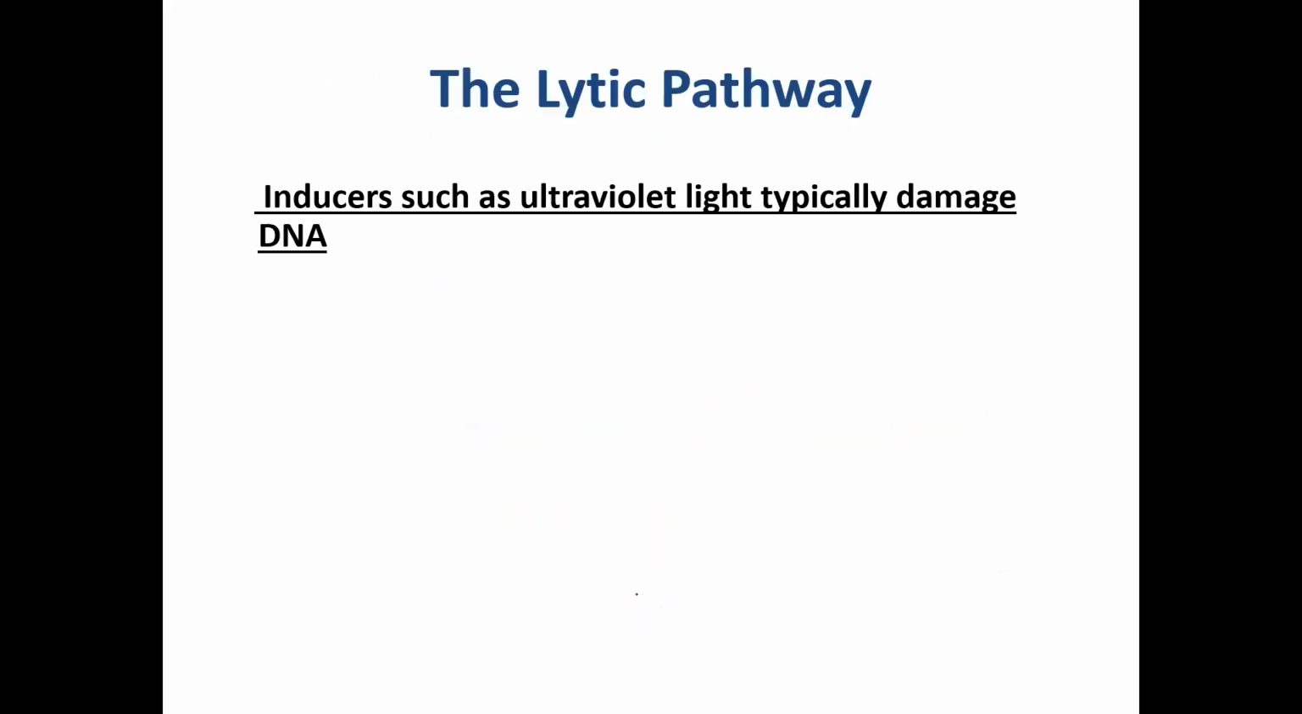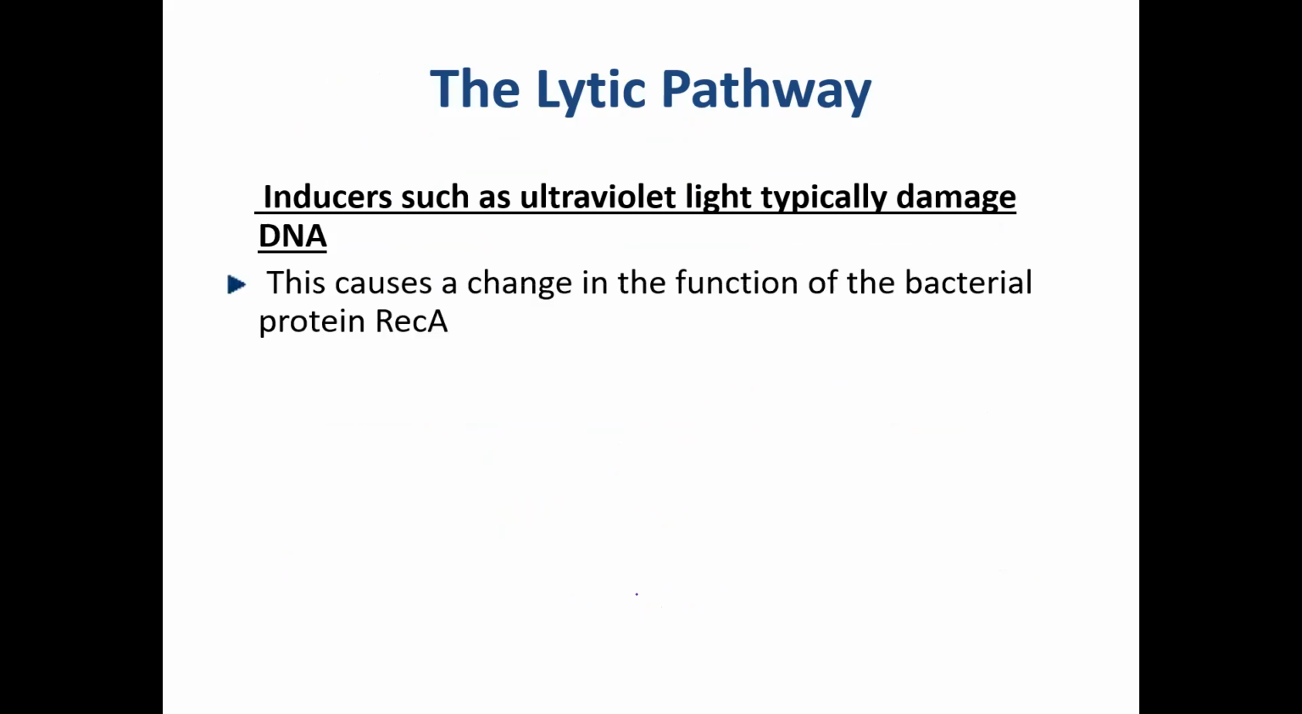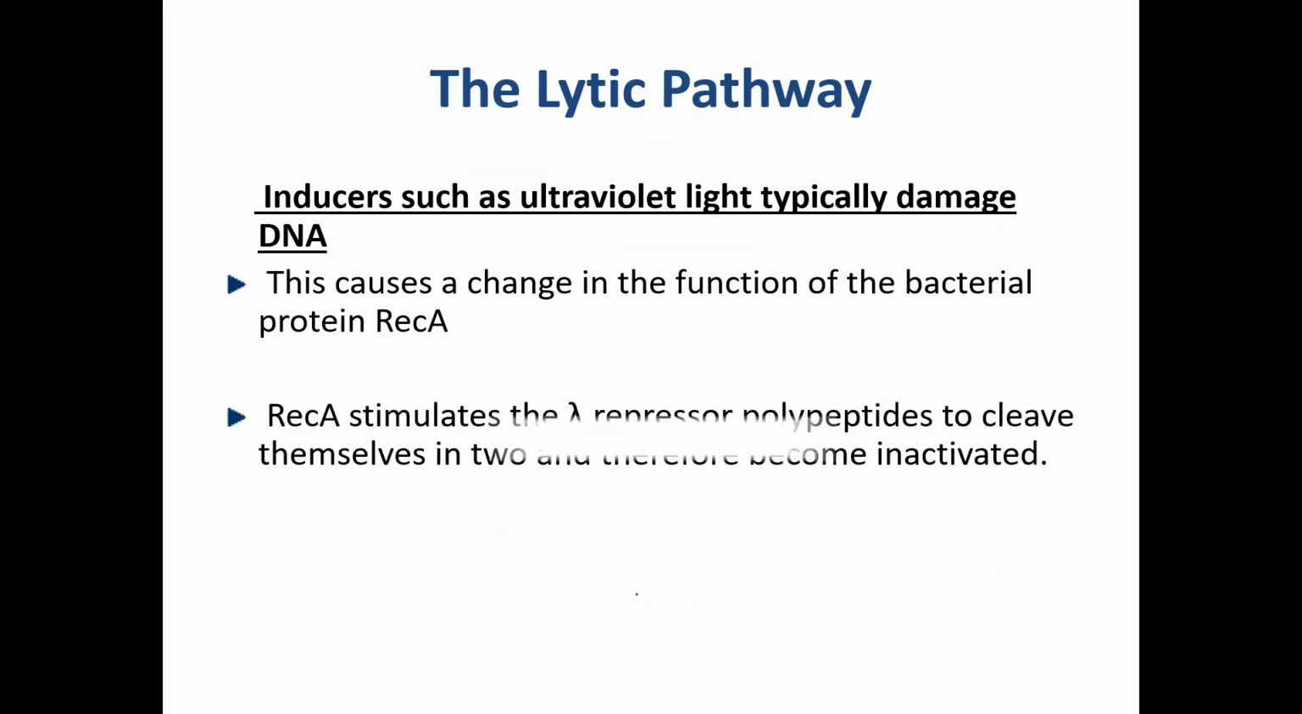Let's see how a lytic pathway is induced. There are certain inducers such as ultraviolet light which damage the DNA. We know that. But this ultraviolet light damage changes the function of a multifunctional bacterial protein called REC-A. REC-A normally is involved in recombination, but because of UV damage, its function is changed, and it will stimulate the lambda repressor. Which is lambda repressor, or what is lambda repressor? The C1. C1 is the lambda repressor which is bound to operator left and operator right.